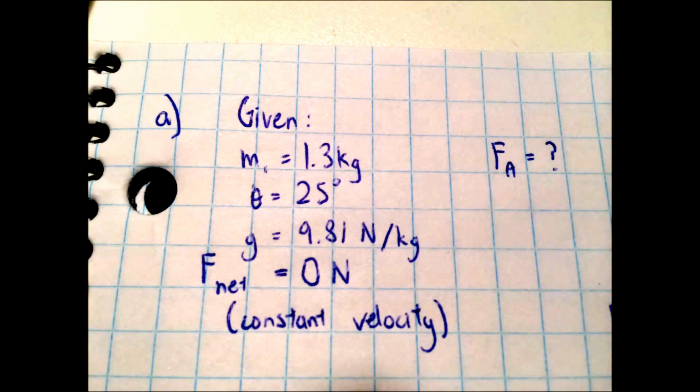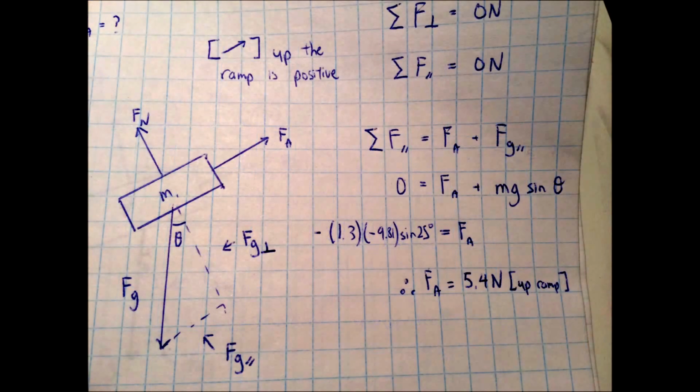We know our mass is 1.3 kilograms, our angle theta is 25 degrees, the gravitational field strength of the Earth is 9.81 newtons per kilogram, and we also know that the net force of everything in the system is 0 newtons, since the cart is moving at a constant velocity. Now, we draw our FBD and assign up the ramp as a direction that is positive.